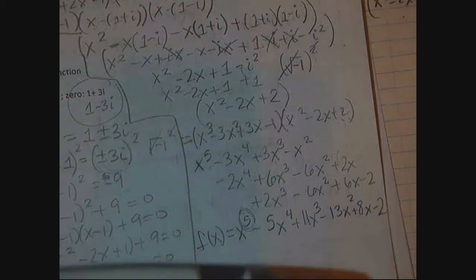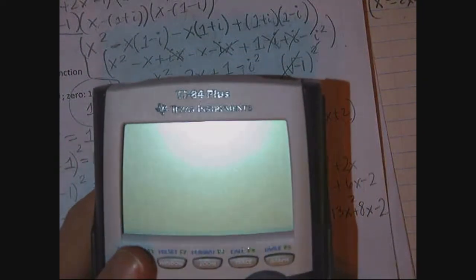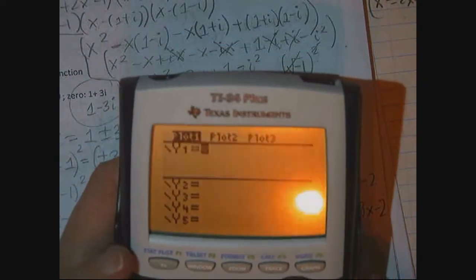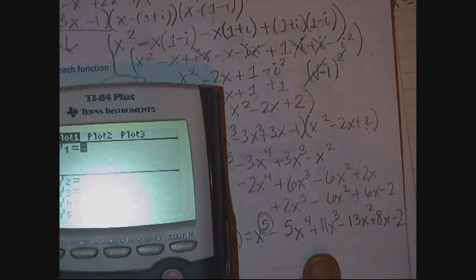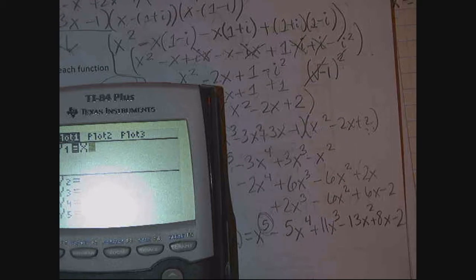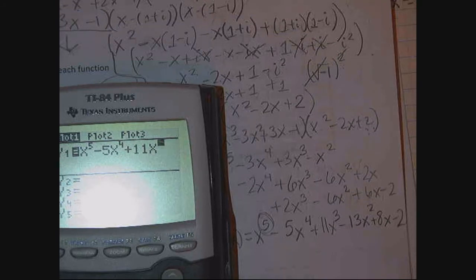Okay, so if we want to graph this, we can go to our calculator, turn it on first, clear out any functions we have in our y equals, and type in our factored out polynomial: x to the 5th minus 5x to the 4th plus 11x cubed minus 13x squared plus 8x minus 2.